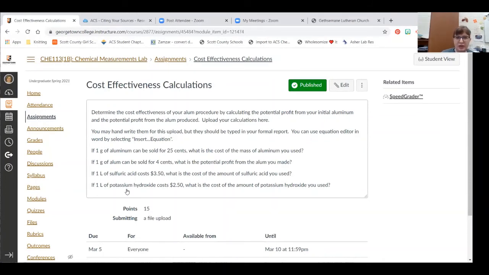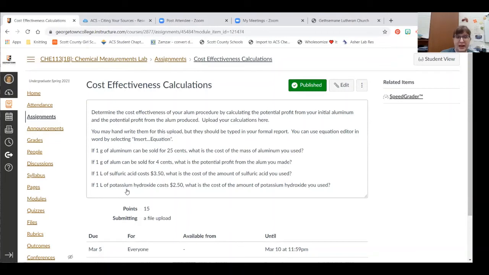It's not anything really complicated. Basically, what I want you to do is see whether you are making a profit from producing the alum. You're going to take the idea that 1 gram of aluminum can be sold for 25 cents. So how much could you have sold the aluminum you weighed out for?